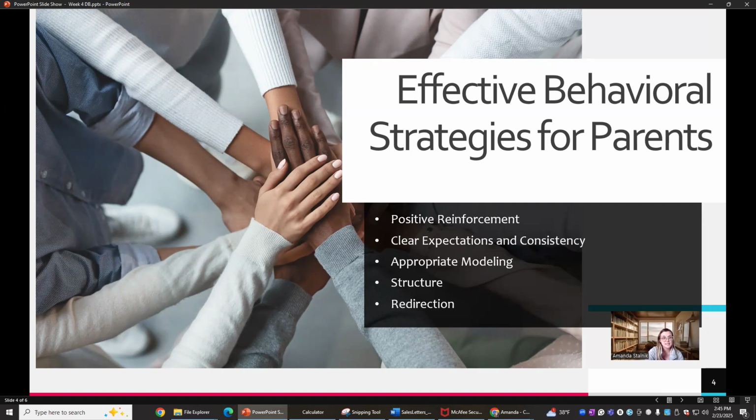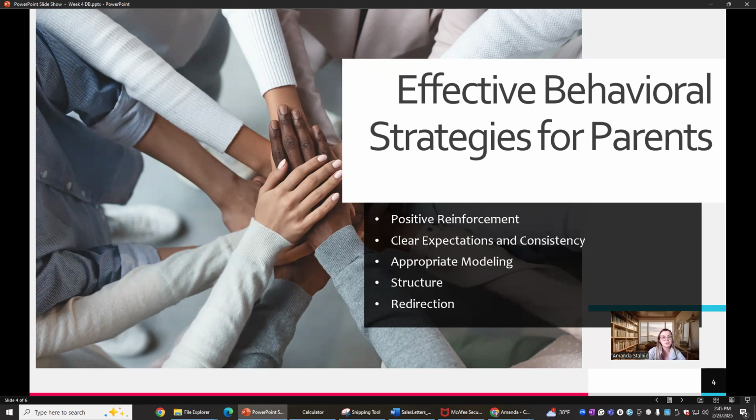Next, we have setting clear expectations and consistent consequences. Children with behavioral disorders like ADHD or ODD often struggle with understanding what is expected of them and the consequences of those actions. Parents can address this by setting clear expectations for behavior and consistently following through with the appropriate consequences. The third strategy is modeling appropriate behavior.